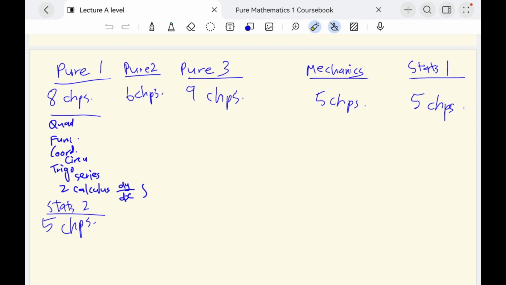In your AS level, you are going to take Pure Maths 1 and your Mechanics. Alright? For A2 level, you are going to take the Pure Maths 3. Pure Maths 1 and the Statistic 1 is your AS level. Pure Maths 3 and either Mechanics or Statistic 2. Or you can take both if you want.